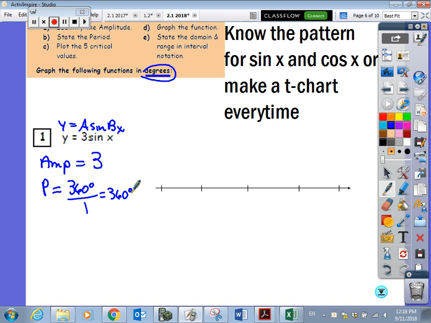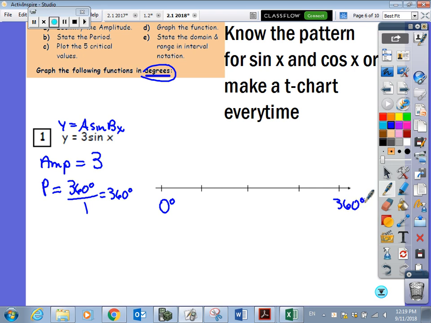Good. Anything else so far? So I have to do those two things. Now, if I just said graph, you wouldn't have to write them. The reason I'm writing them is because the directions tell me to. On a test or quiz, I might just say graph, but you need to find these things in order to graph. So the next thing to do would be to plot our 5 critical values. Well, there's no left and right shift, so that means we're going to start at 0 degrees and end at 360.